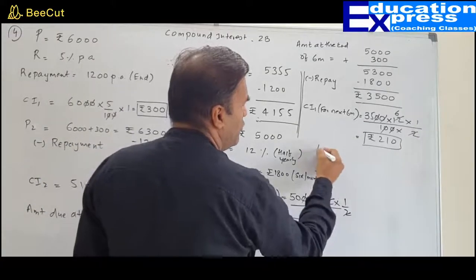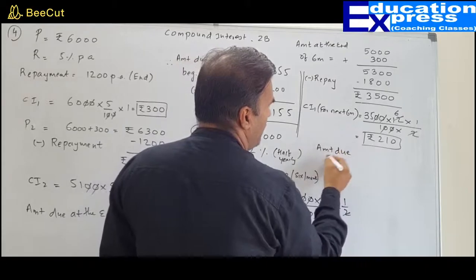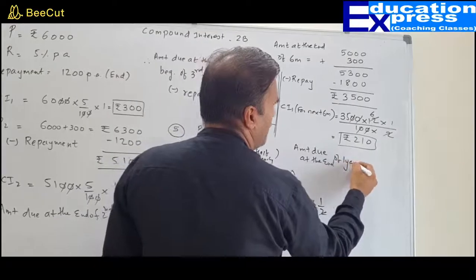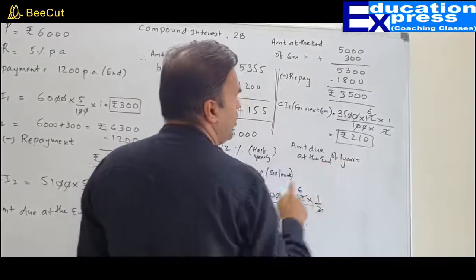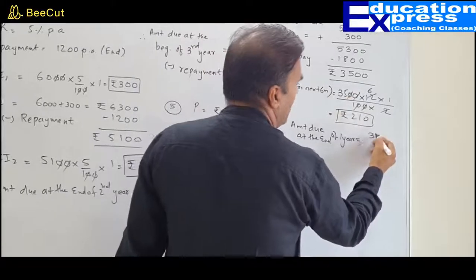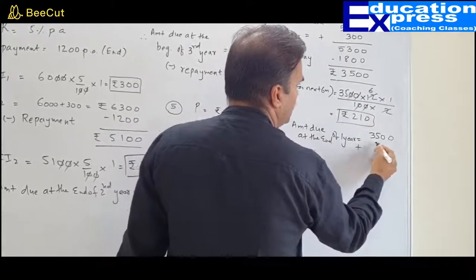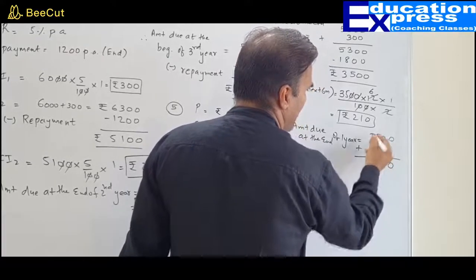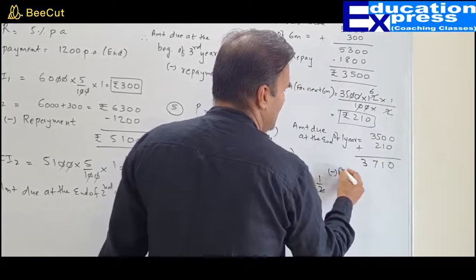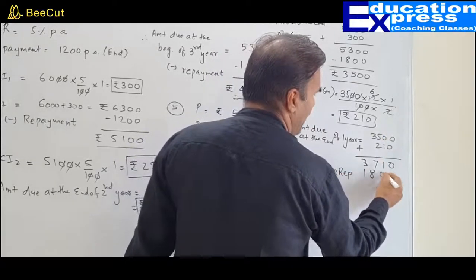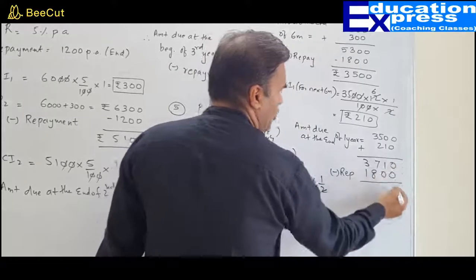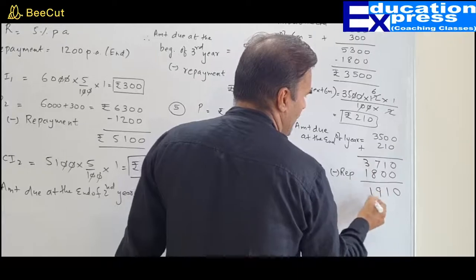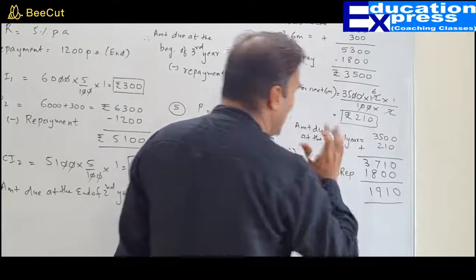So what is the amount due? Amount due at the end of 1 year would be, sir, 3500 plus 210, that is 3710 minus repayment. How much is the repayment? 1800. 0 minus 0, 0. 1. 17, 9, 2, 1. So this much amount is still due.